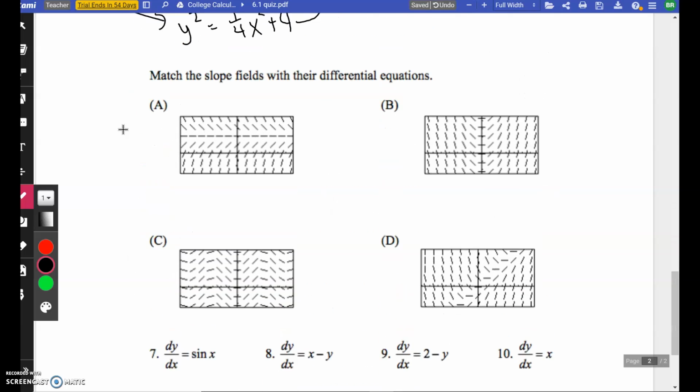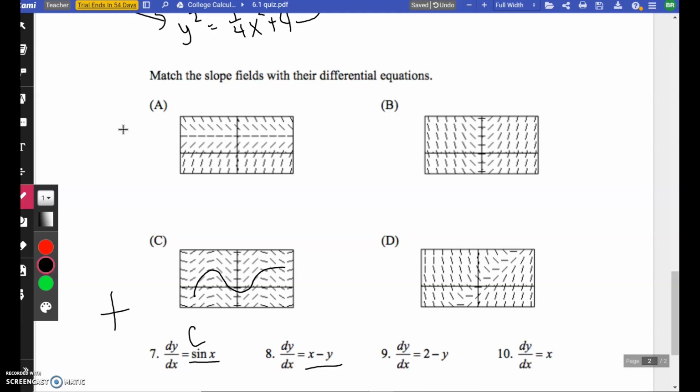Down here, the matching. Sine x, if I plug in 0, I'm going to get sine of 0 is 0. So wherever x is 0, I need a 0 little slope line. So A and D are out, that leaves C and B. Definitely it is C because that matches the trig antiderivatives going on there.